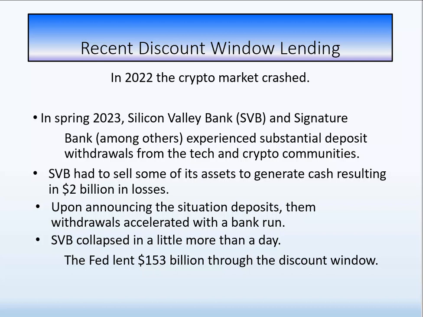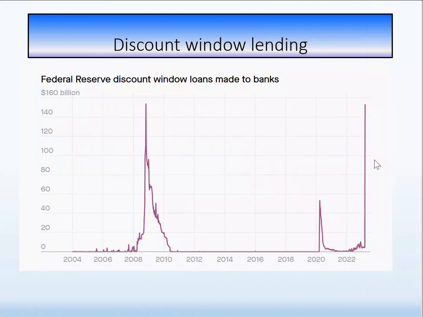This caused people to lose faith in USD Coin, and for a short period, the coin became depegged from the US dollar. Yeah, this was quite ironic since from their inception, crypto and especially stable coins like USD Coin were touted as safer than the US dollar, yet they pegged themselves to the US dollar and they lost value relative to the US dollar. So here you can see discount window lending over the years.